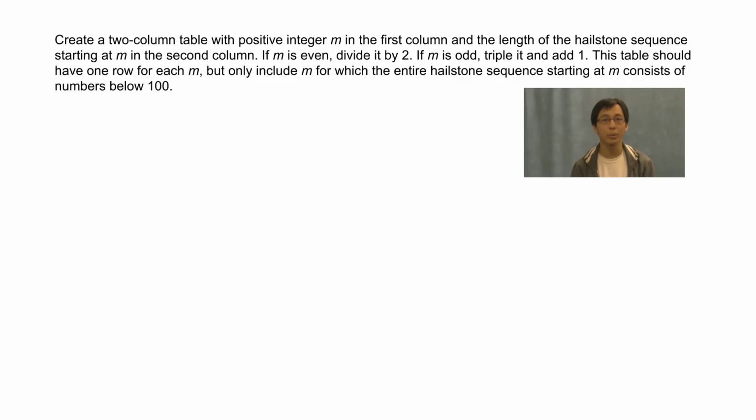Create a 2-column table with positive integer m in the first column and the length of the Hailstone sequence starting at m in the second column. Of course, this is only going to concern numbers and Hailstone sequences up to 100.